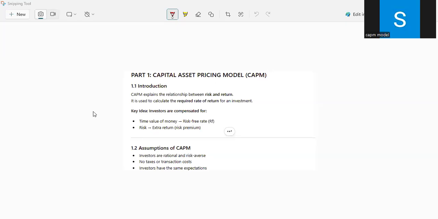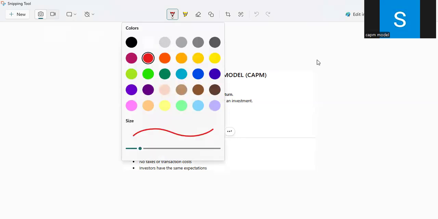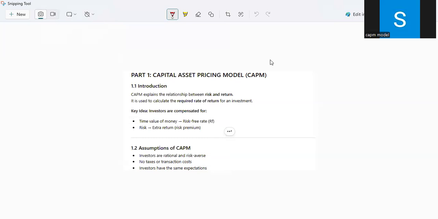Our session today will be part one. We call this the capital asset pricing model. This is simply a model that explains the relationship that exists between risk and return. We know that risk and return have a direct relationship. Okay? More risk means higher return.